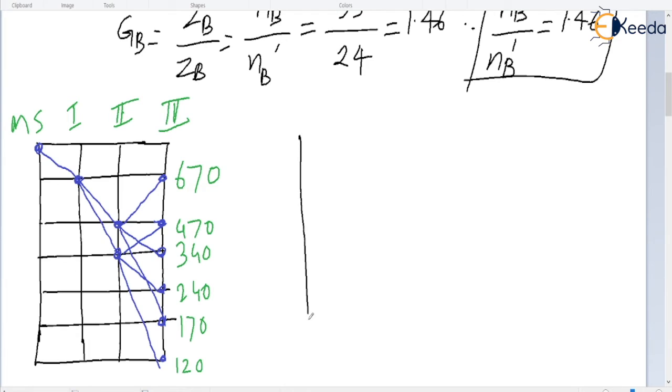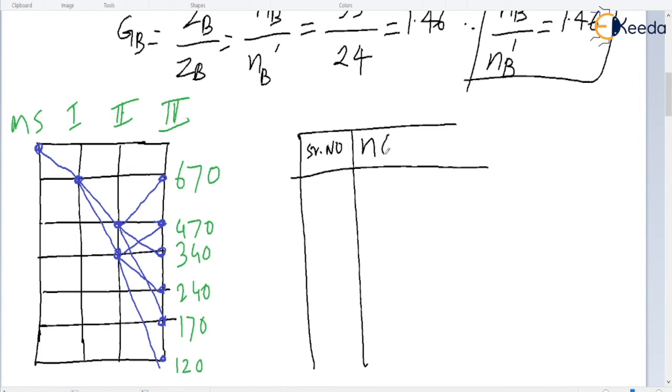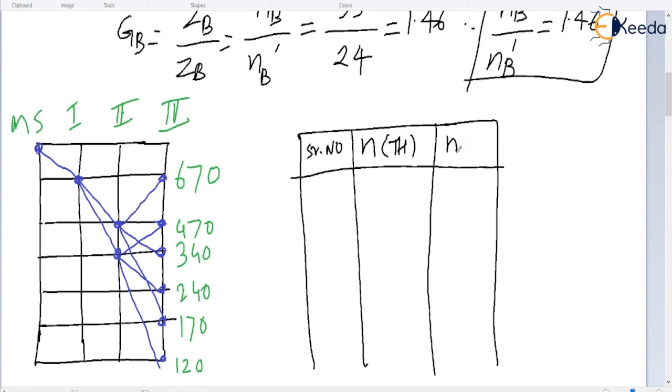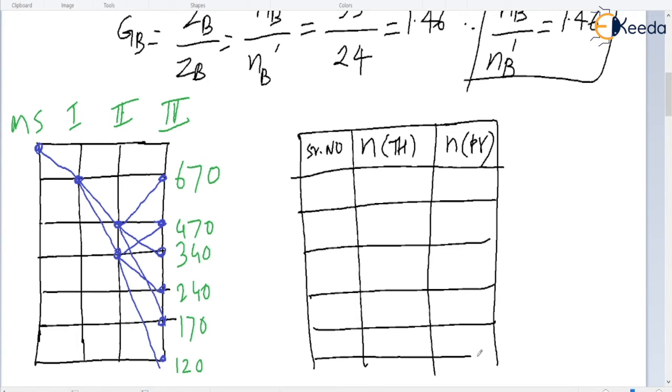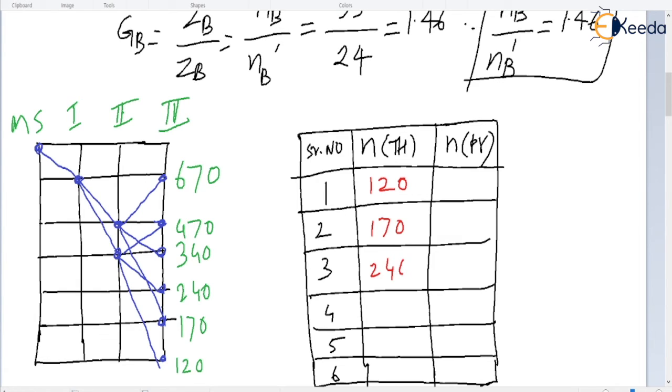Now we will draw the table, which will have the 6 speeds. The first column is the serial number, the second is the theoretical speed, and the next column is the practical speed, N practical. Again we go for 6 speeds: 1, 2, 3, 4, 5, and the last one is 6. We have already written the theoretical speeds: 120, 170, 240, 340, 470, and the last one is 670.